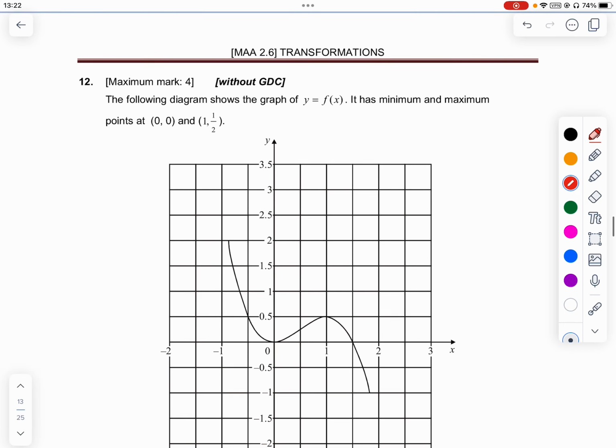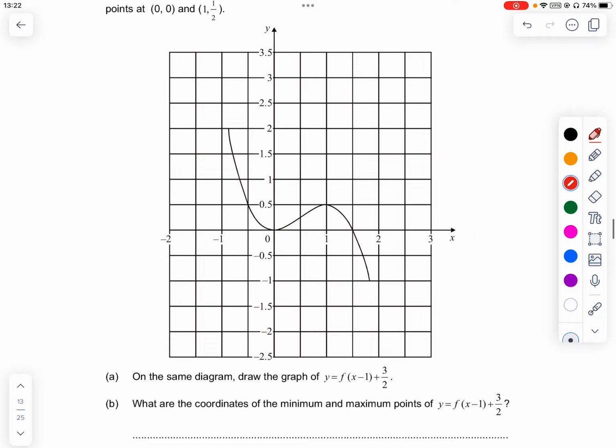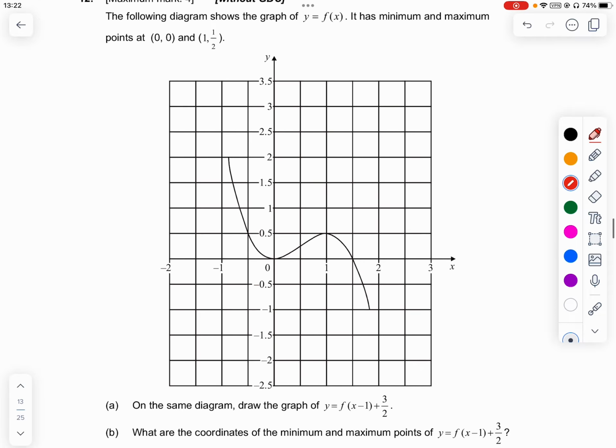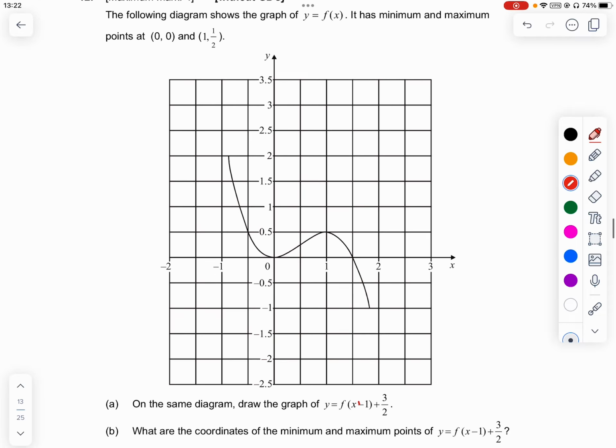Next, question number 12. The following is the graph shown, y equal to f of x. It has a minimum and maximum at 0, 0 and 1, half. On the same diagram, sketch f of x minus 1 plus 3 upon 2. F of x minus 1 means move 1 unit to the right and 1.5 units up. So this point moves 1 unit right and 1.5 up. So 0.5 plus 1.5 is 2.